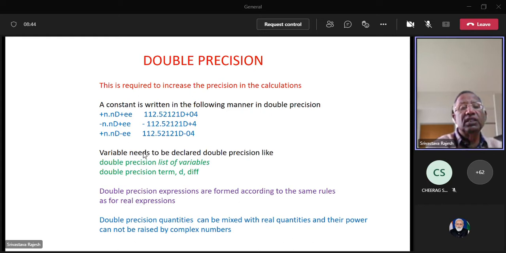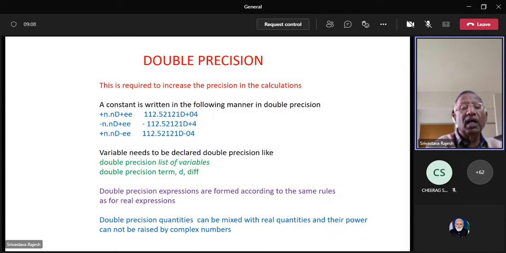So that means these are the digits. You can put some digits before decimal and after. Now you can see I have written this 112.52121 d plus 04. Now this is a double precision format in which I have written this. And the next quantity is the same with minus sign plus 4.